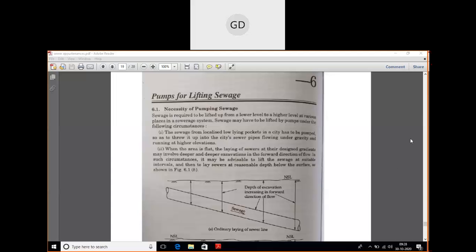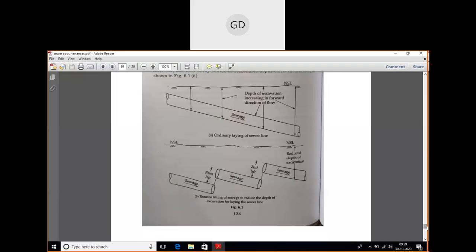Here you can see the diagrams showing the ordinary laying of sewer lines, how the sewers are laid. You can see they are laid at a certain gradient from the ground level. Those are the excavations, and you can see the depth of excavations varies. Here it is less, here it is a little bit more, and here it is again more. These are the depths of excavations.